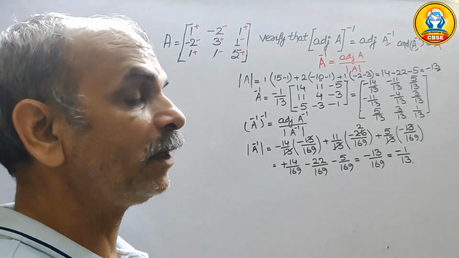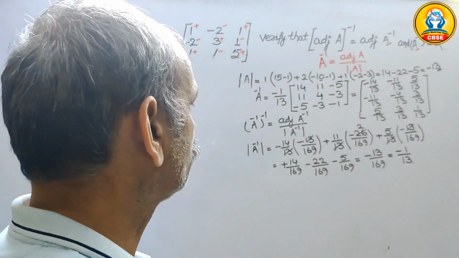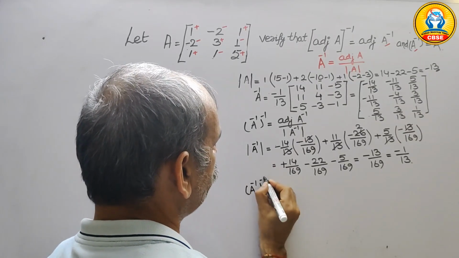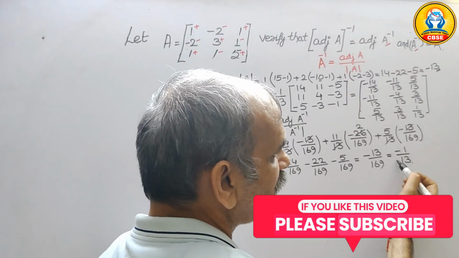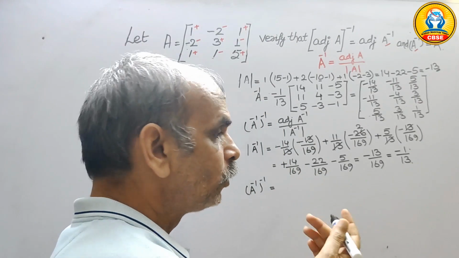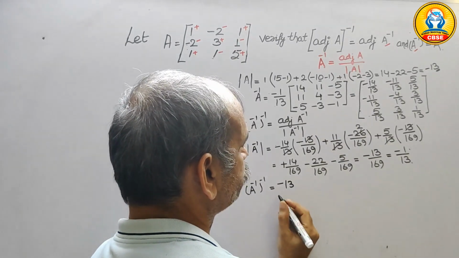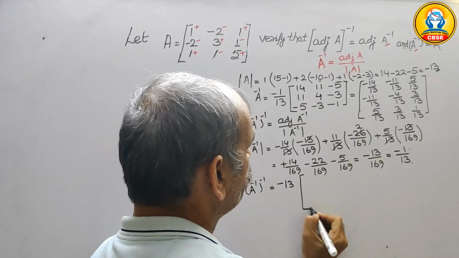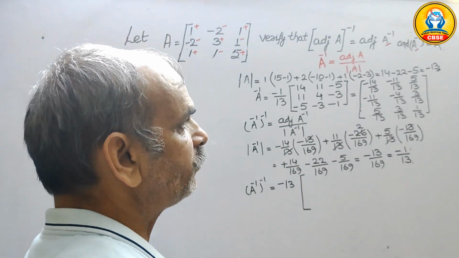Now, determinant of A inverse. So now we have to go for this. So here it will be A inverse of inverse. That is equal to, this is down. That means it will come up. It will come up. So now we will get what? Minus 13. This will be minus 13. Next we have to go for adjoint A inverse. Adjoint A inverse is what?